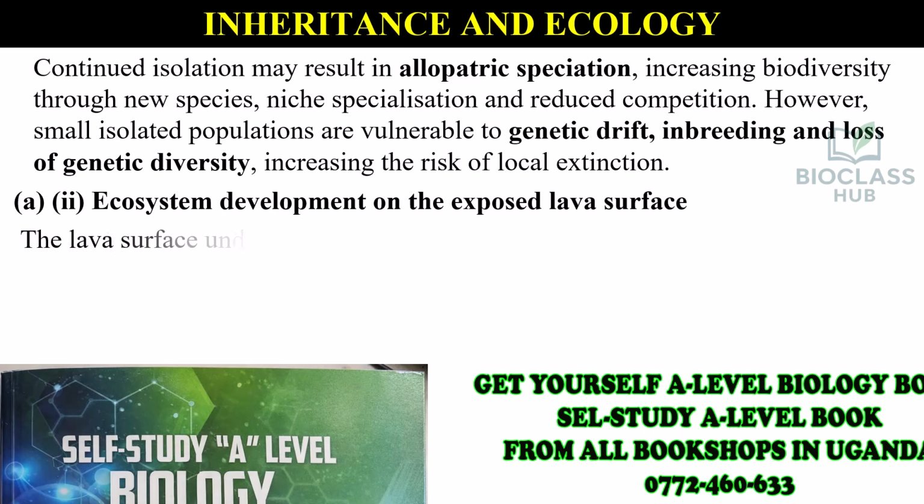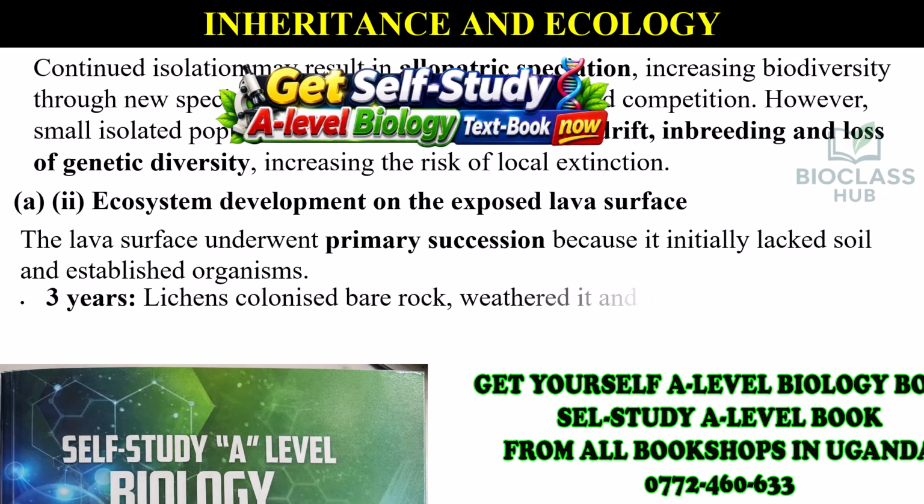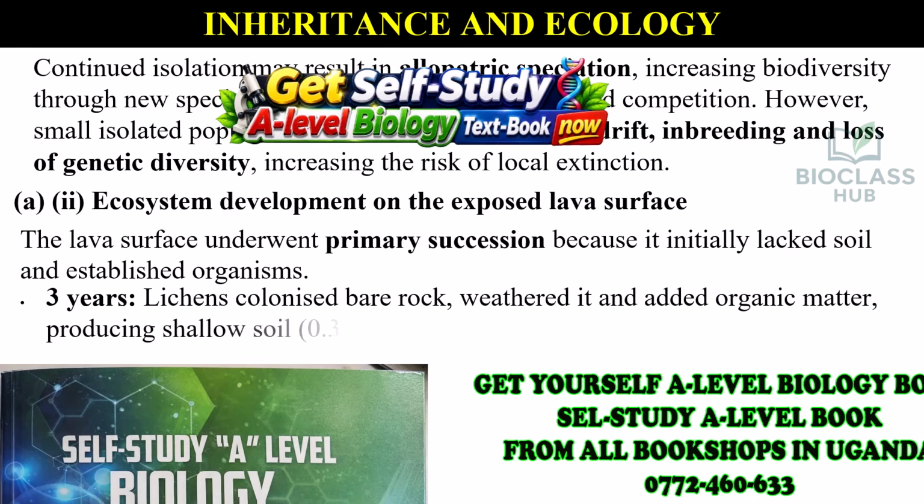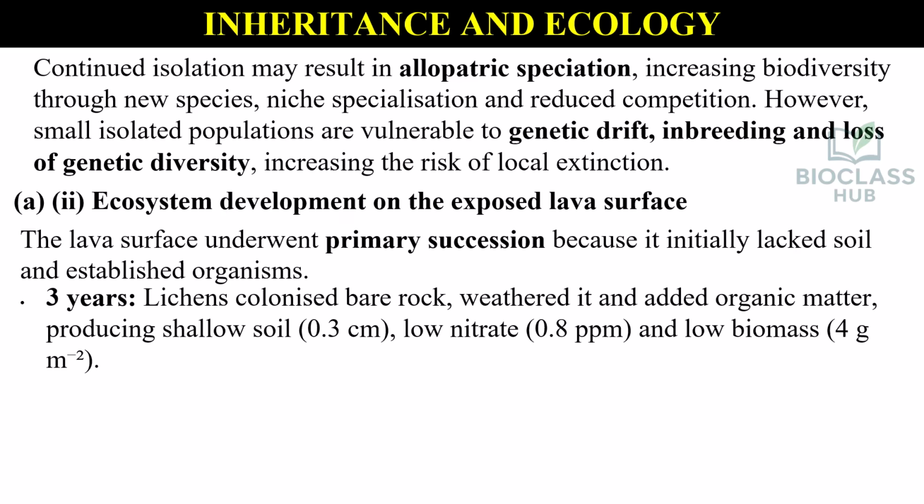The lava surface underwent primary succession because it initially lacked soil and established organisms. 3 years: lichens colonized bare rock, weathered it, and added organic matter, producing shallow soil, low nitrate, and low biomass.